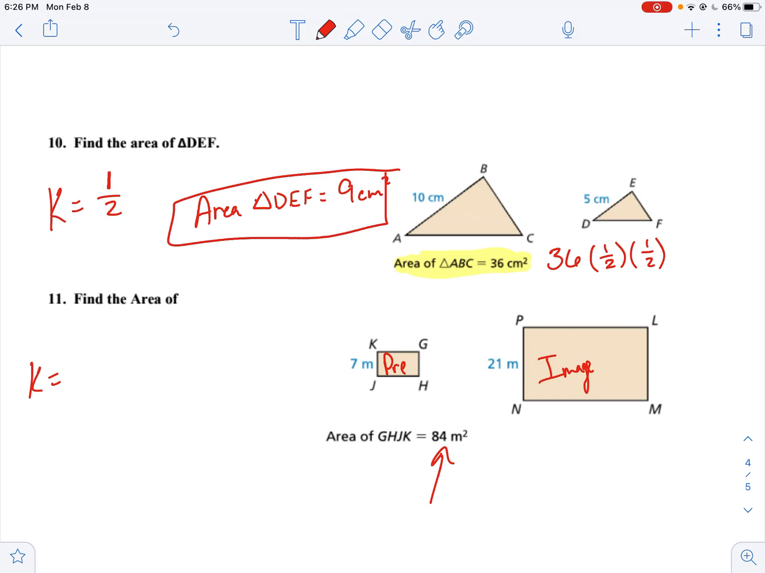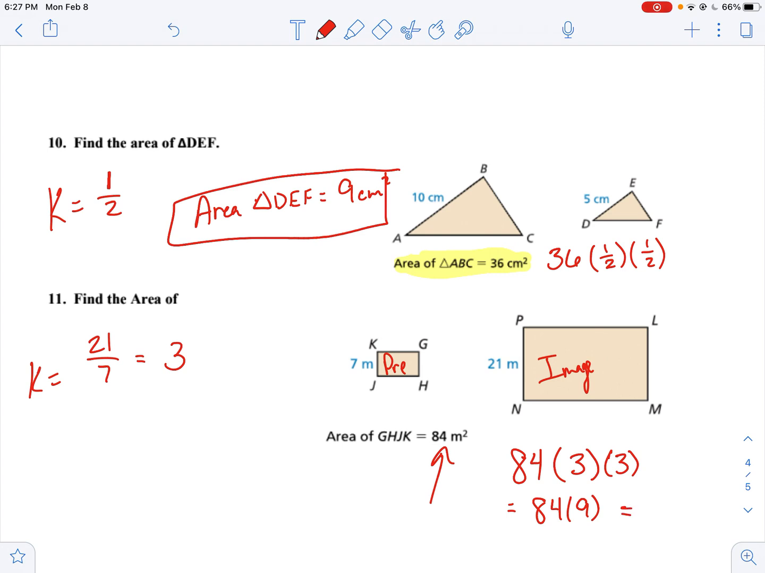Okay, so if you're watching the video now, you should have already done this, and you've got your work in front of you. K would be 21 over 7, those corresponding sides, image over pre-image, and that is 3. So to find my bigger area, I have to take my original area, my pre-image area, multiply it by k squared, or 3 times itself twice. So 84 times 3 times 3, or 84 times 9.